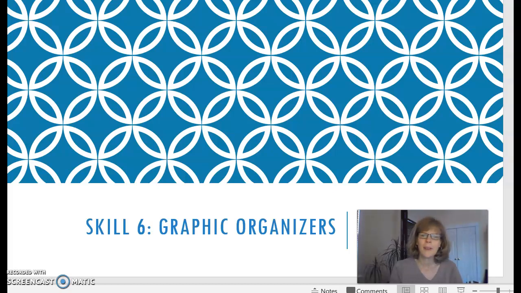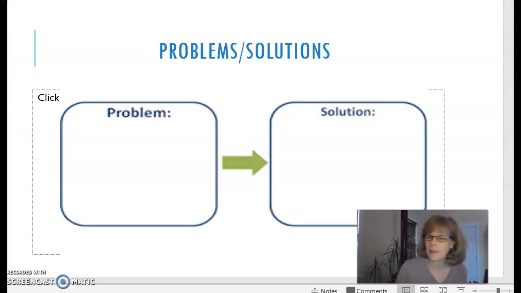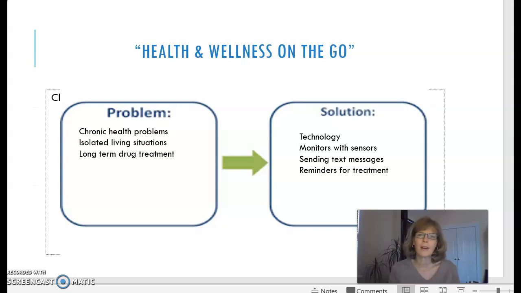For example, one way that you might create a graphic organizer would be something like this, just using circles and arrows on a page. And this might help you talk about a problem that leads to some solutions. So for example, in our article that we had, Health and Wellness on the Go, we had the problem of chronic health problems, isolated living situations.